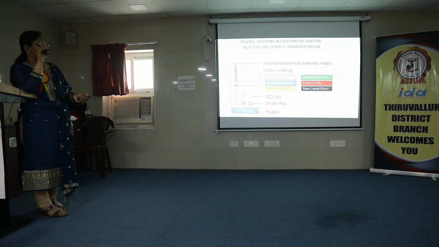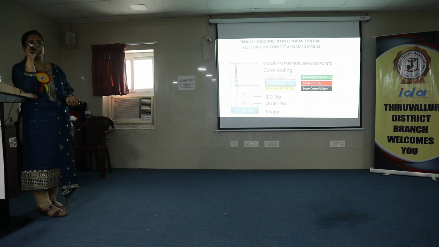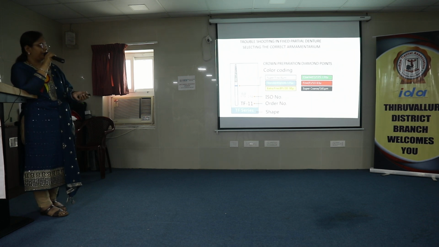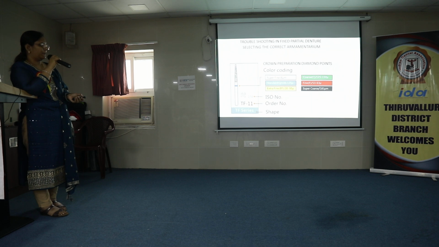You have something called 63C in this. It is a very short chamfer burr. The number is 63C TF, which you can get as a viscose grit. That is very useful for your crown preparation.